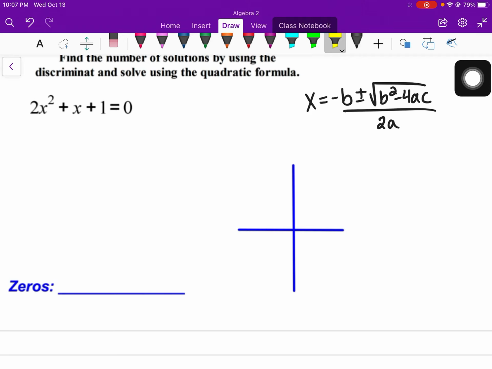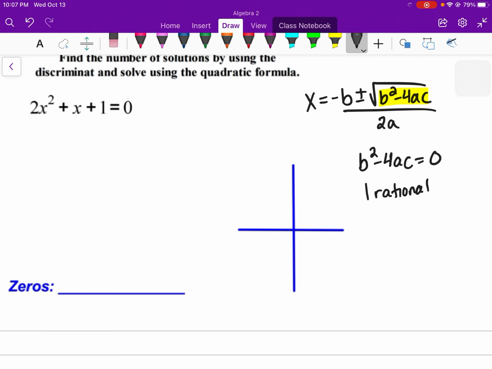And then the discriminant is specifically the b squared minus 4ac part, and that tells us how many solutions we're going to have. So if the discriminant, the b squared minus 4ac, equals 0, then we have one rational root, one real answer. If the b squared minus 4ac is positive, so it's greater than 0, then we're going to get two rational roots, or two real solutions.